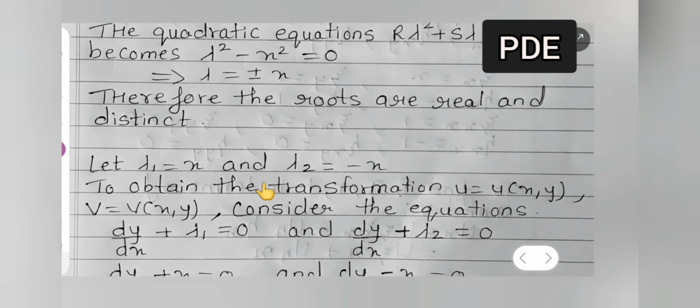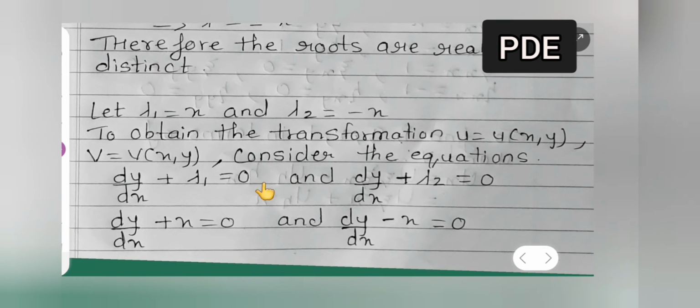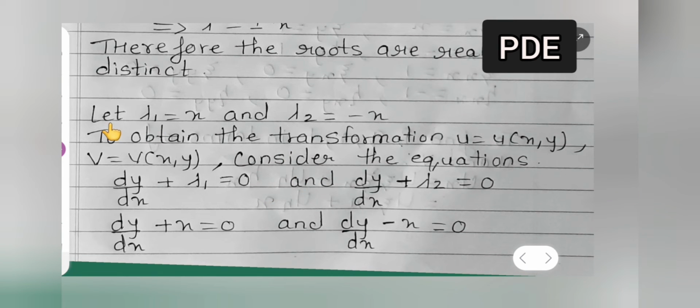Now what you all need to do next is, let λ1 be equal to x and λ2 be equal to minus x. So I have taken my λ1 to be x and λ2 to be minus x. Now, to obtain the transformation u equal to u of x, y, and v equal to v of x, y, consider the equation. So I have to consider these two equations.